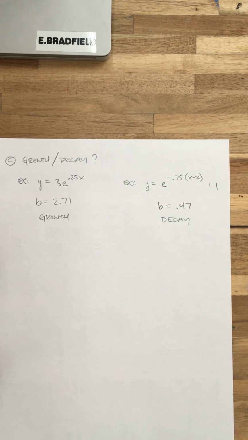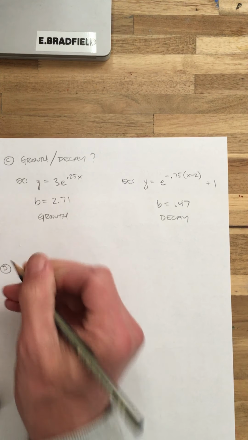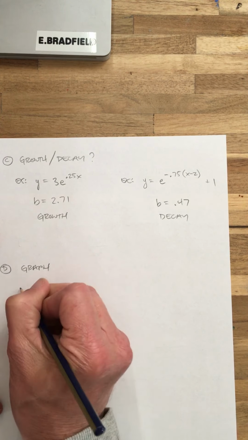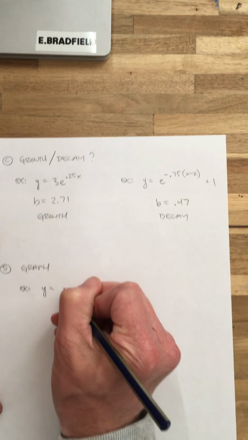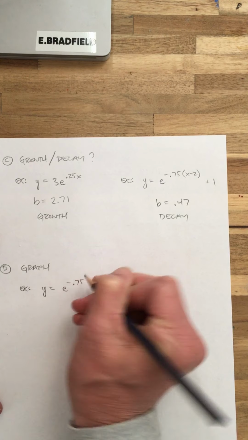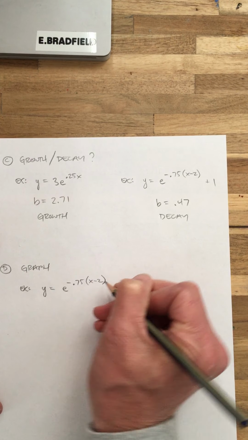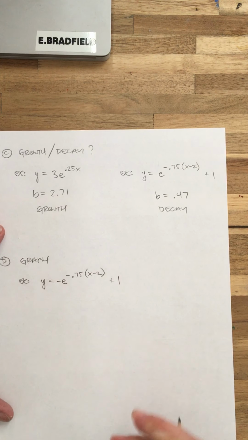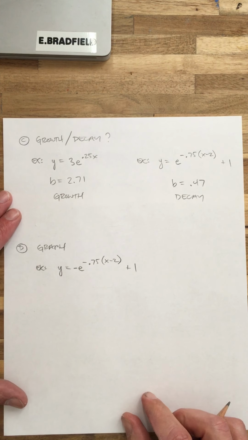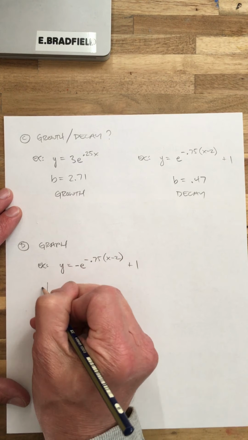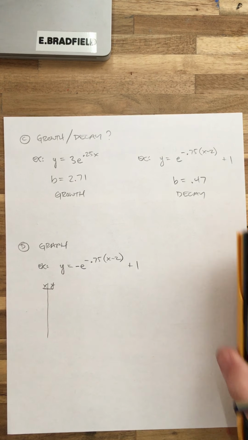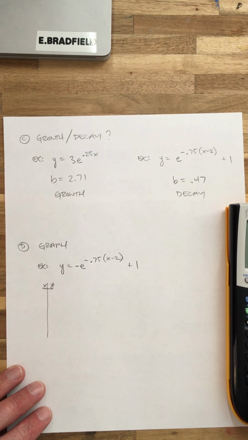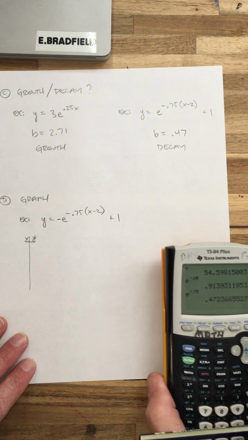All right, so let's graph one of them. I have just enough time to graph one. Let's graph this one, so let's write this down. Graph, example: y equals e to the negative 0.75 times x minus 2, and then plus 1. And just for fun, let's make this negative. All right, here we go. Let's get our t-chart going. By the way, what's the shift? What is h, what is k? Does it shift to the right or the left? Does it shift up or down? It shifts to the right 2 places.